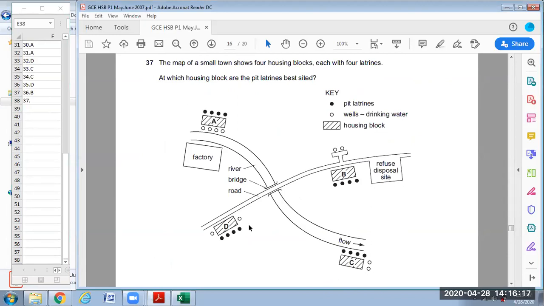The map of a small town shows 4 housing blocks, each with 4 latrines. At which housing block are the pit latrines best sited? B.